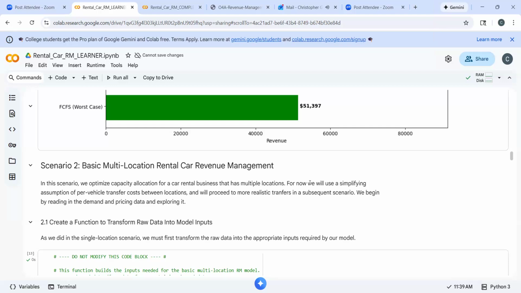Gotcha. Okay. And would it make sense to do this under uncertainty rather than deterministically? Absolutely would. Yes. This is a simplification. These first three scenarios are a simplification. It gets into some realistic aspects here, but all this is just scratching the surface in terms of revenue management.